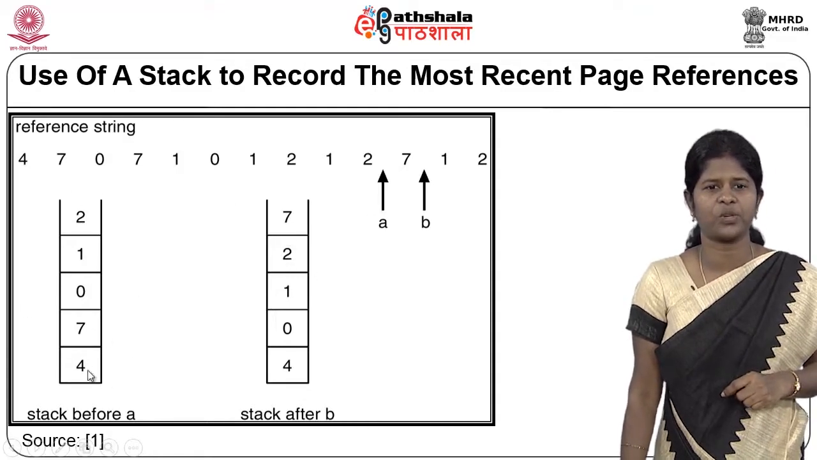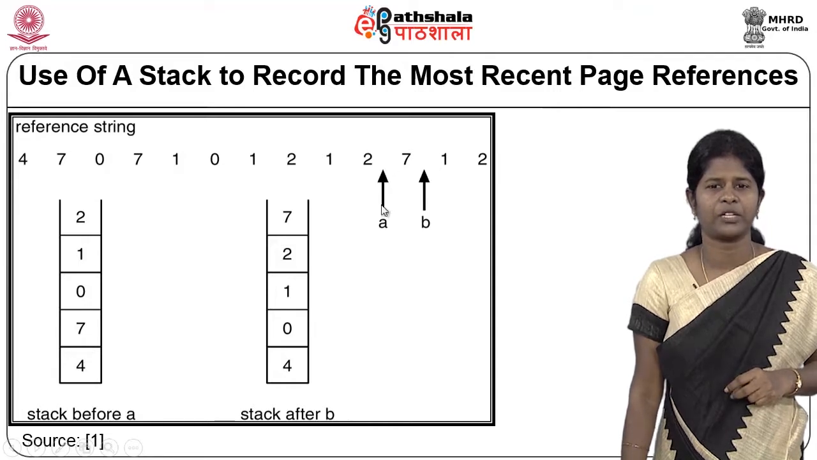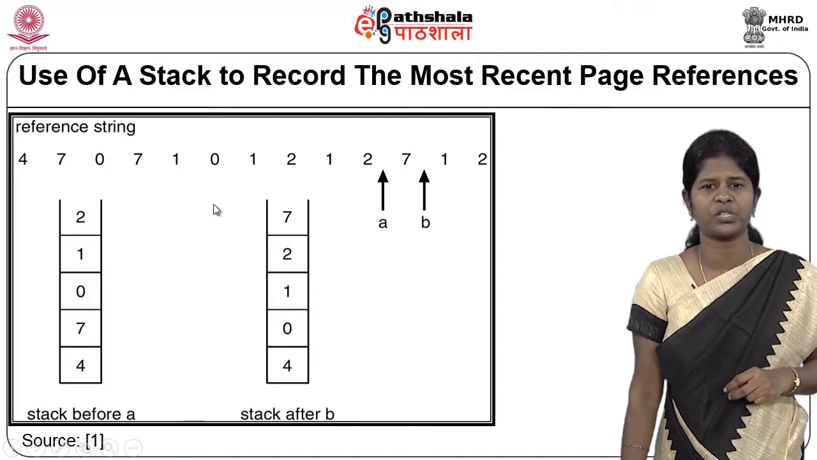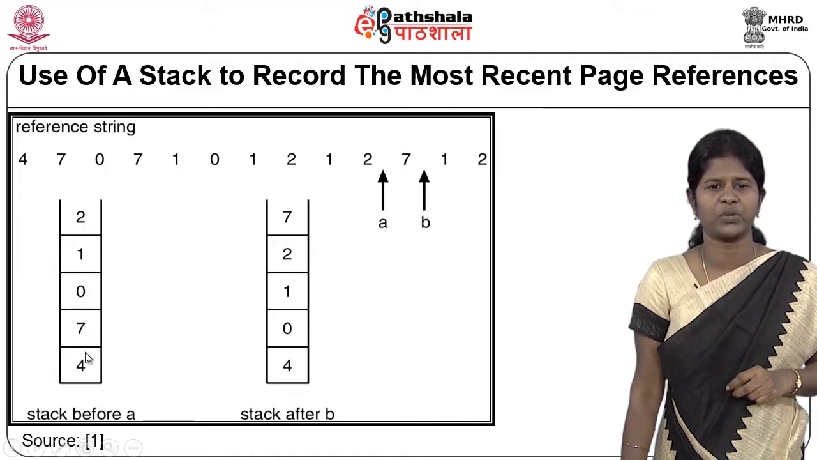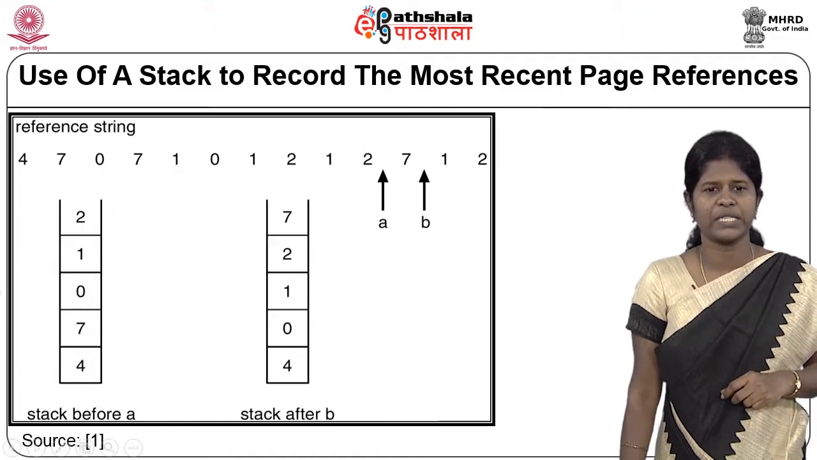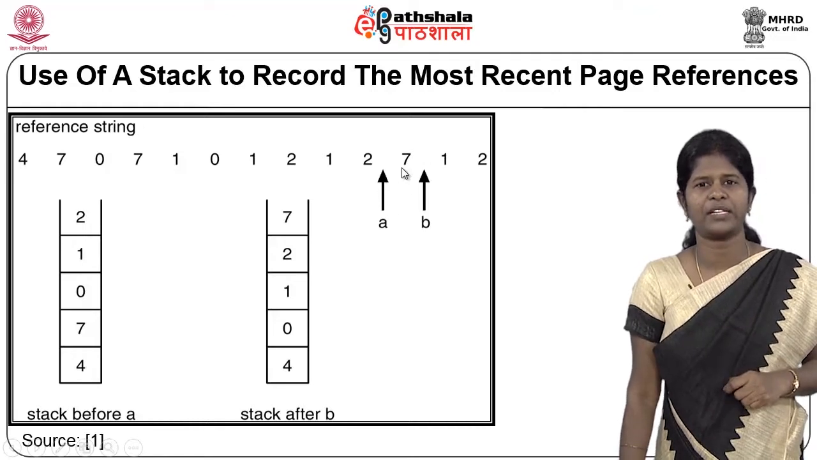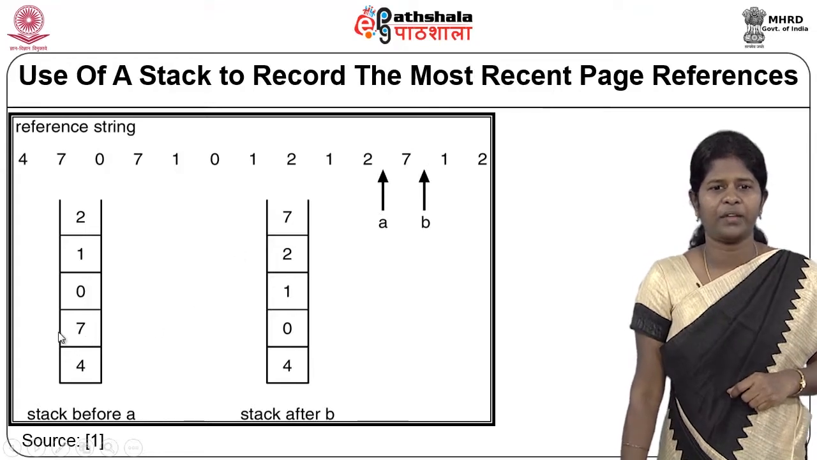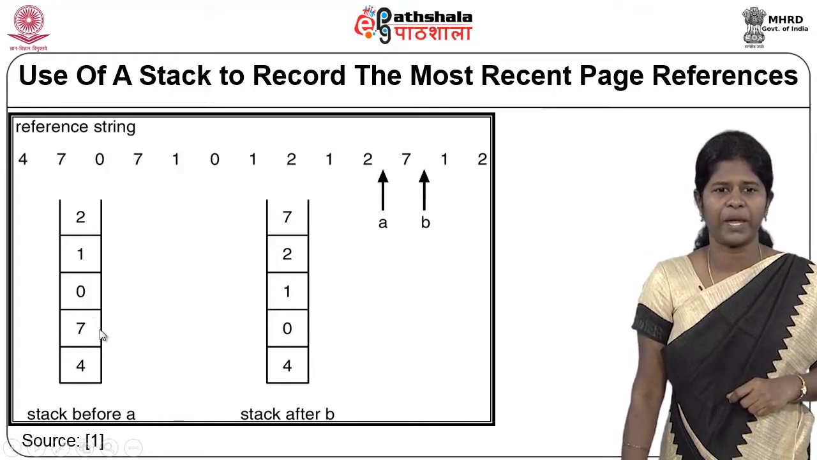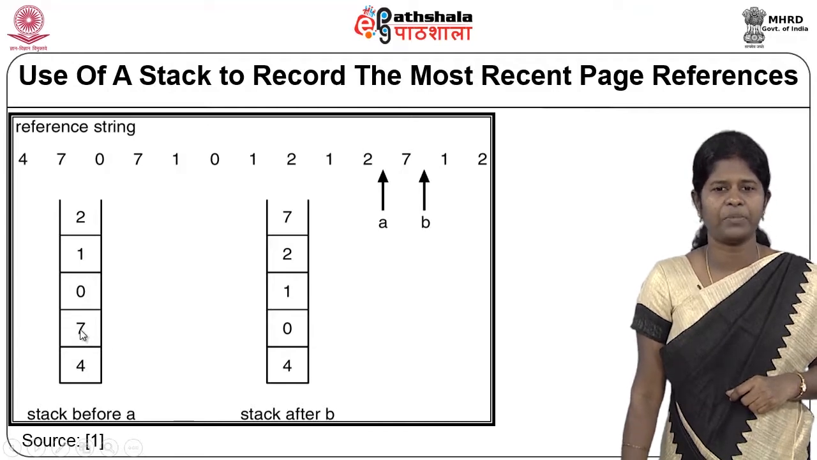This stack that is shown here is the stack at this particular time before A. Whichever is at the top is the most recently used: 2 was used, and before that 1 was used, and before that 0 was used, and before that 7 was used, and before that 4 was used. So, this is the situation at this particular instance, and when there is a reference to 7, you have to move this page number from this particular place to the top of the stack.